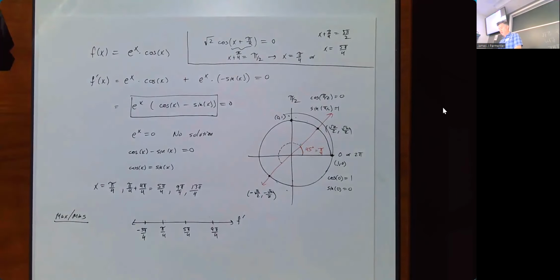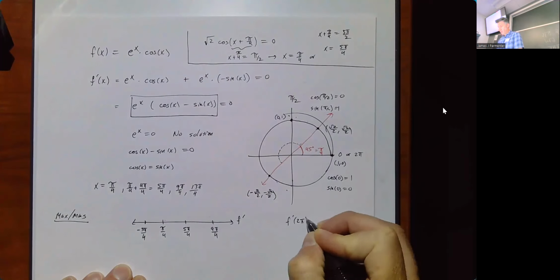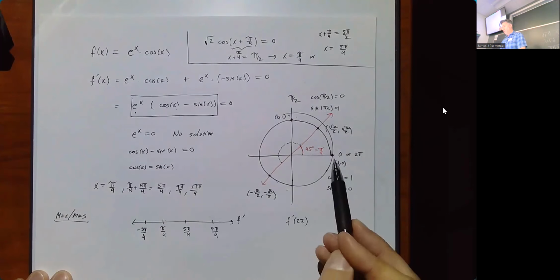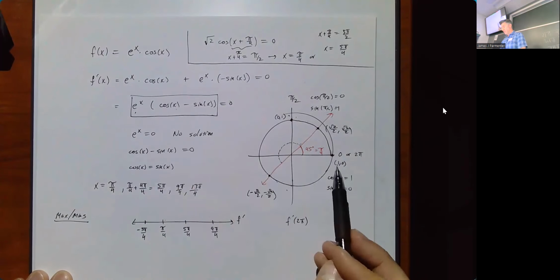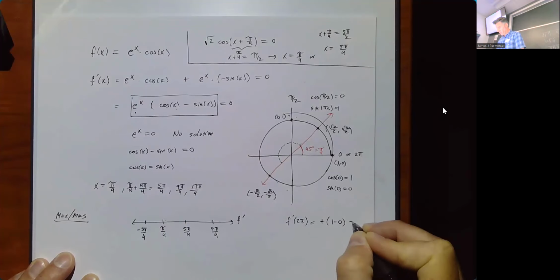I'm going to pick something between 5 pi over 4 and 9 pi over 4 to see if my derivative is positive or negative. And I'm going to pick the easiest thing I can think of, which would be 8 pi over 4, because that's 2 pi. A nice even multiple of pi is easy. So if I plug in 2 pi, f prime of 2 pi, let's see, e to the 2 pi is positive. Cosine of 2 pi is 1. Sine of 2 pi is 0. So you're going to get a positive number times 1 minus 0, which is positive.